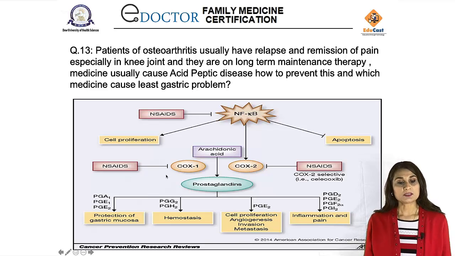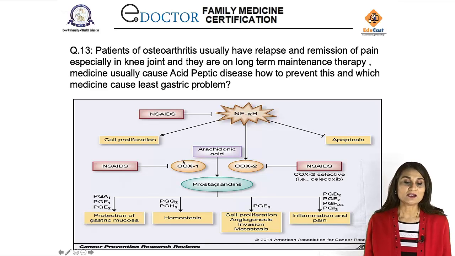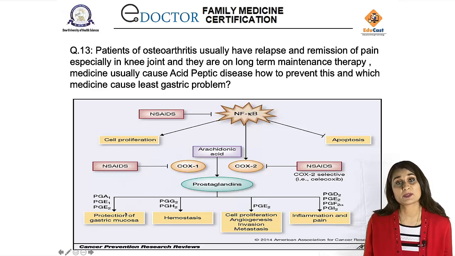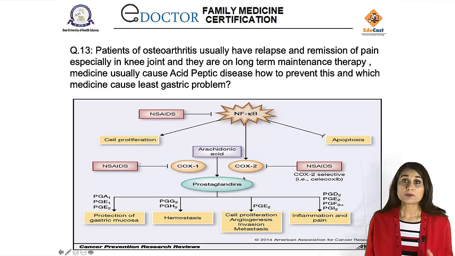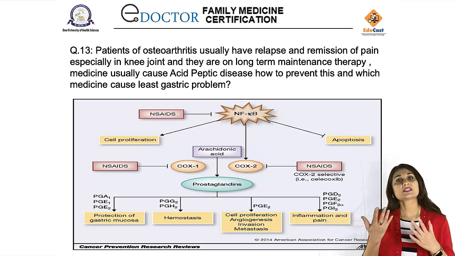So NSAIDs inhibit both COX-1 and COX-2. It means that when they inhibit COX-1, I don't have any protection of my gastric mucosa. So what am I going to have? Peptic ulcer disease. Okay? But what am I doing? With NSAIDs, I take ibuprofen all the time. I say, yeah, my pain is gone. My pain is gone, and the woman keeps taking it.